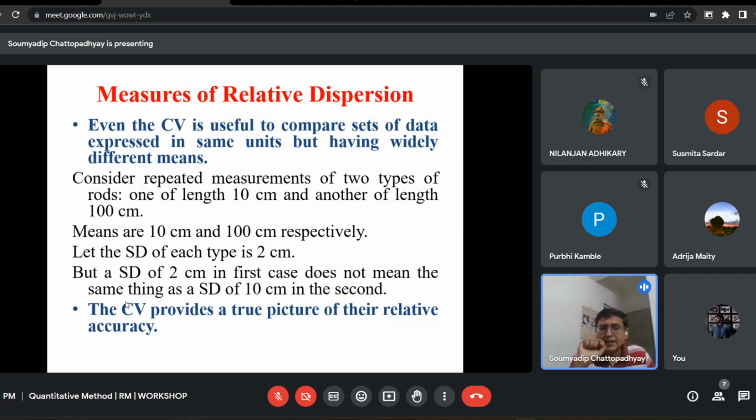But suppose you apply the formula and the standard deviation turns out to be 2 centimeter. The problem is that a standard deviation of 2 centimeter in the first case is not the same thing as a standard deviation of 2 centimeter in the second. So if you want to get the extent of variability in these two groups of observations, you need to compare them using the CV. That is where the basic use of relative dispersion lies.